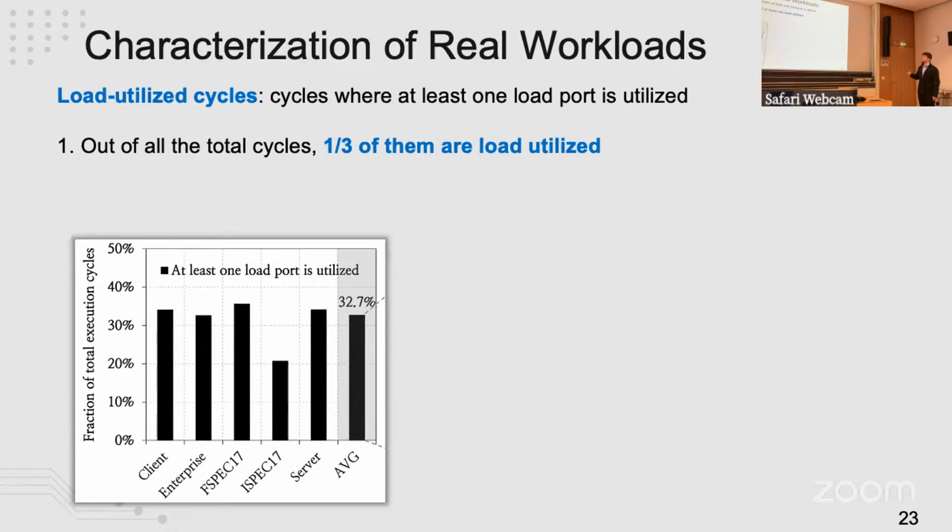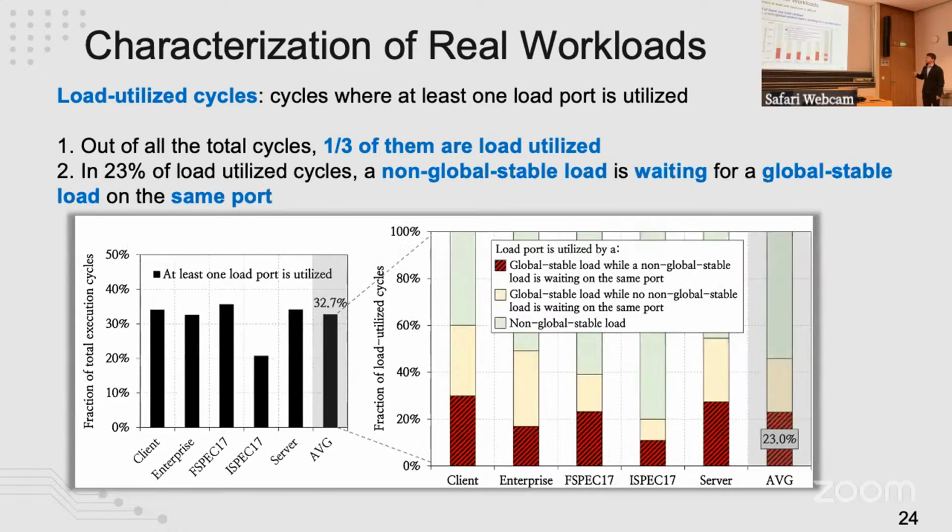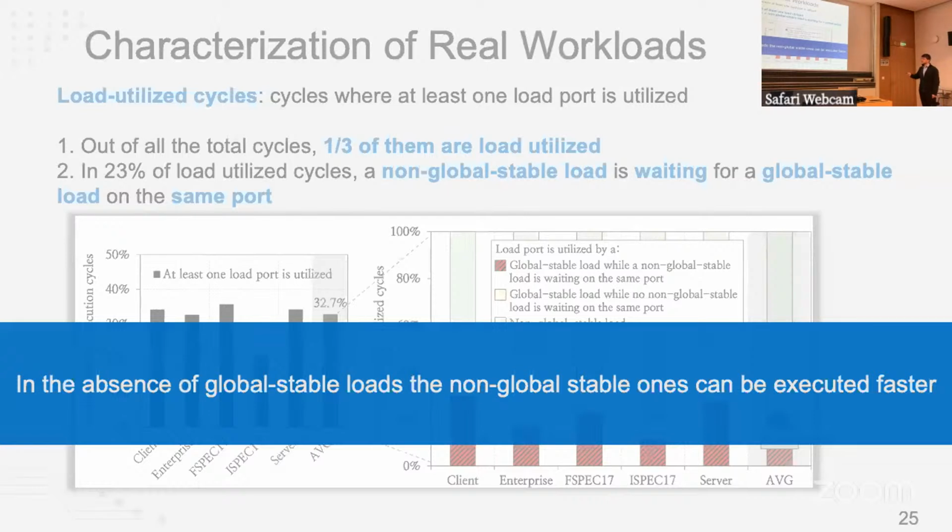the authors of this paper proposed another metric, the load utilized cycles, which are cycles where at least one of the ports is utilized. Out of the total cycles of the system, we can see again that around 1/3 of all the total cycles are load utilized. From the load utilized cycles, in 23% of the cases, a non-global stable load is waiting for a global stable load on the same port to be executed. This leads to the conclusion that in the absence of the global stable loads, the non-global stable ones can be executed faster, leading to significant performance improvement.